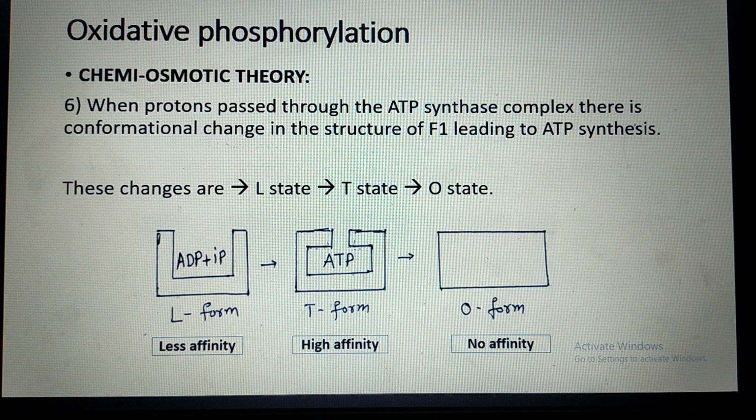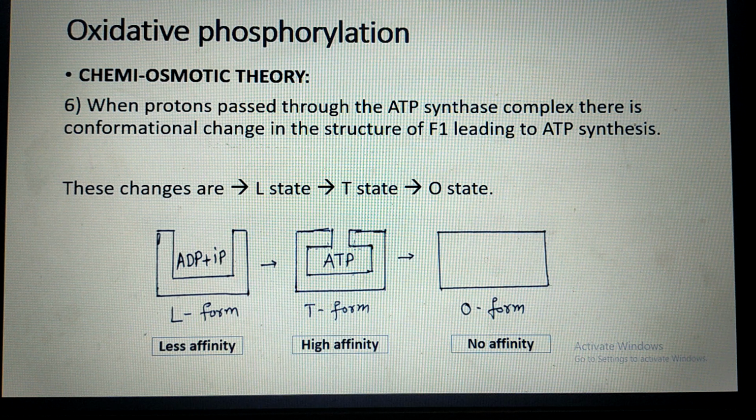So this is the diagrammatic representation of the F1 subunit. First, it is present in L form. L indicates less affinity. So here ADP and inorganic phosphate bind. When the proton enters the F1 subunit, suddenly the L form is converted into T form. It is also called the high affinity form.